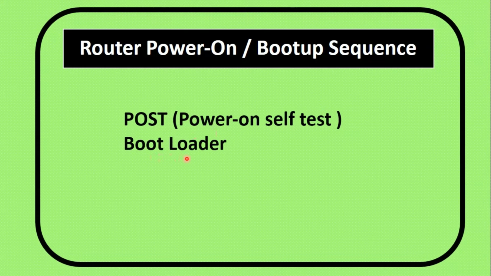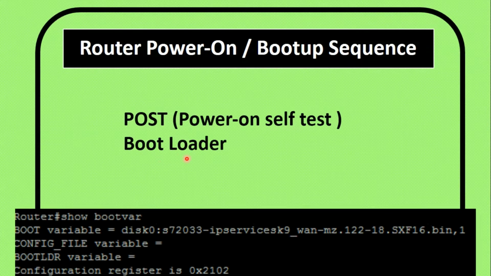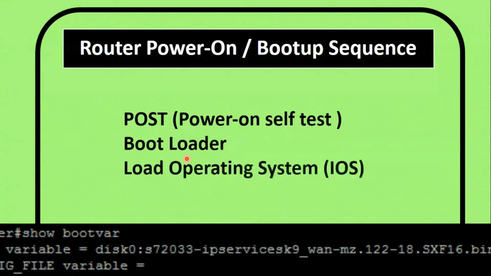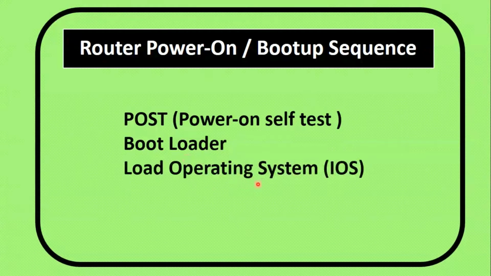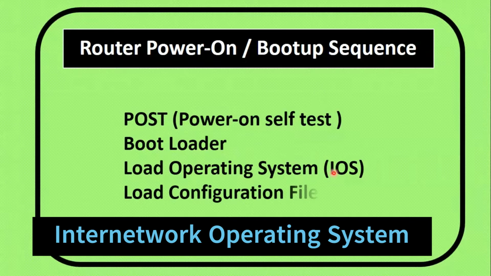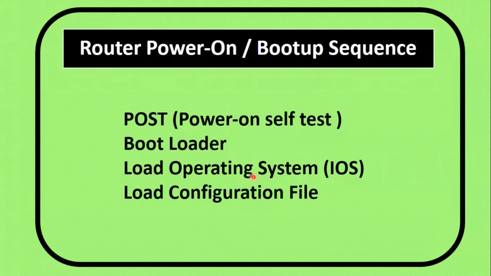The next step is the bootloader. This is a small program stored in the router, which will choose the operating system, that is, which operating system should be loaded into the system. So this is the step followed for choosing the operating system. We call the operating system here IOS, which is the abbreviation of Internetwork Operating System. Once the router is loaded with the target version of the IOS, it will choose the configuration.